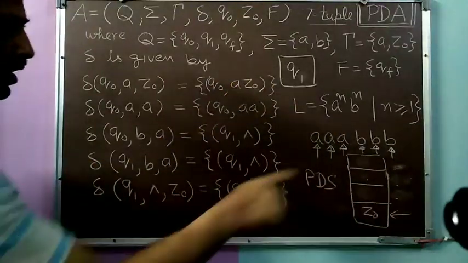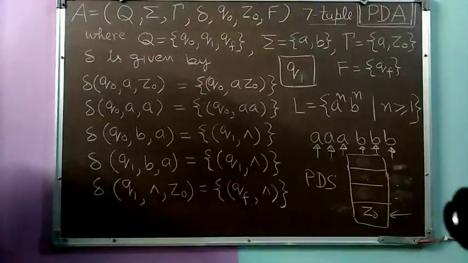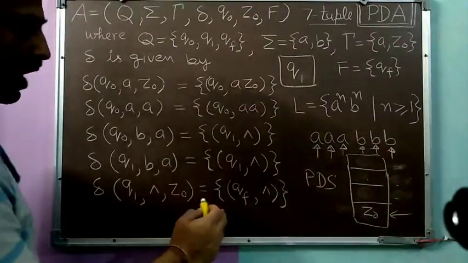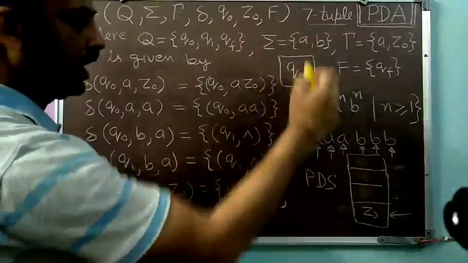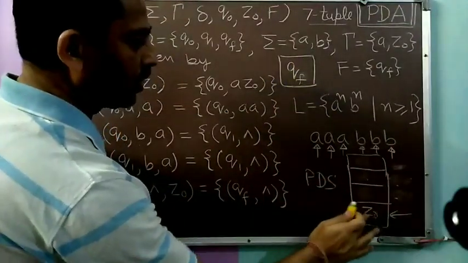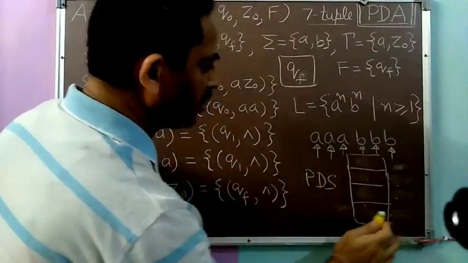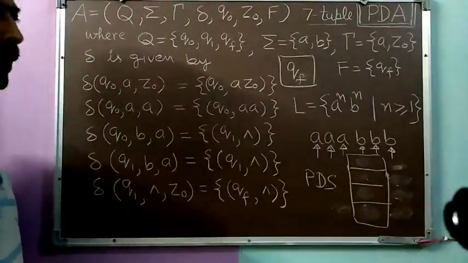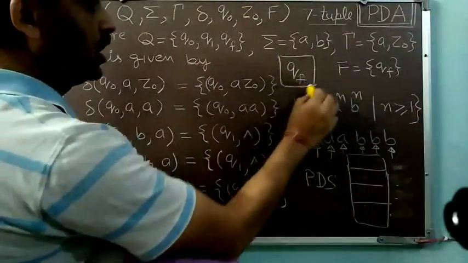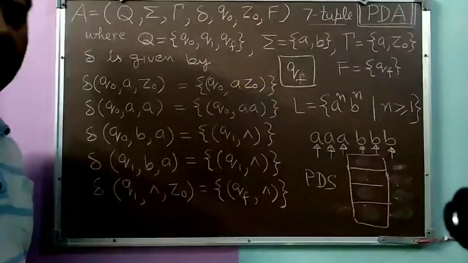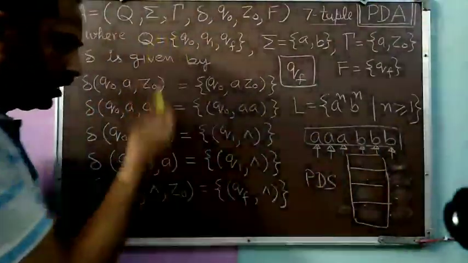So Q1 is the state. From the input string, I am not taking anything, and Z0 is on the top of the pushdown store. So this rule is applicable. In this case, I will move to the state QF and I will write null, meaning I will remove the topmost symbol, that is the Z0. So this Z0 will be erased, and as this Z0 will be erased, our pushdown store will become empty. And as the pushdown store becomes empty, our PDA will halt. So our PDA will halt in a state which is a final state. That's why this input string will get accepted, so this will be part of the language defined by this particular PDA.